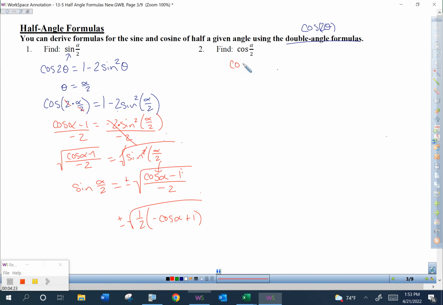We're going to do that same substitution over here. We're still using cosine double angle, but this time we're going to use the one that only involves cosine. So it's 2 cosine squared minus 1. Still going to change those to alpha over 2 so we get what we need to actually show up.